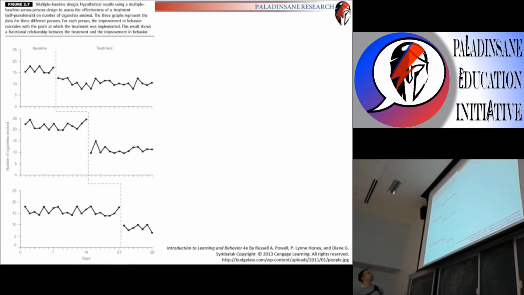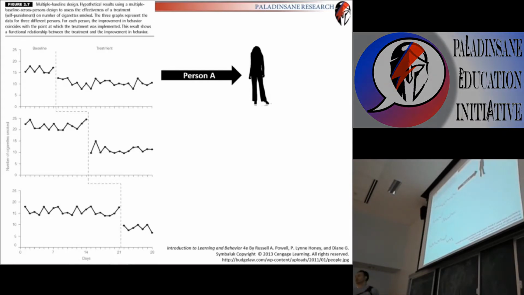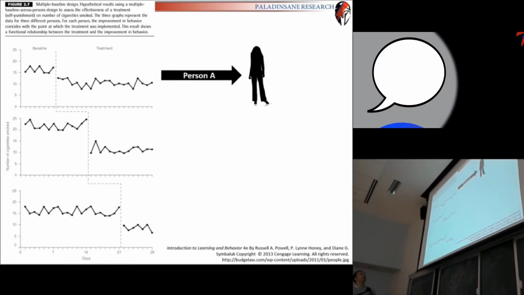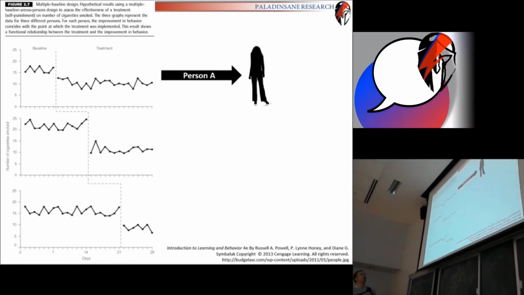What you can do is you can say to that first client, person A, all right, you're going to come back in a week. So I want you to smoke as much as you normally do for that week, and we'll keep track of it. And then when you come back, we will start your treatment where you're ripping up $5 bills every time you smoke a cigarette. And you can see that we have the baseline here, we have the treatment here. Treatment is lower than the baseline condition. Looks like the treatment is effective. Maybe something happened right at that moment when the treatment began that causes change in behavior.